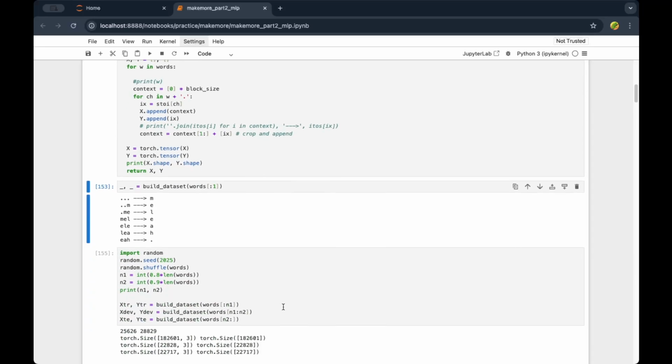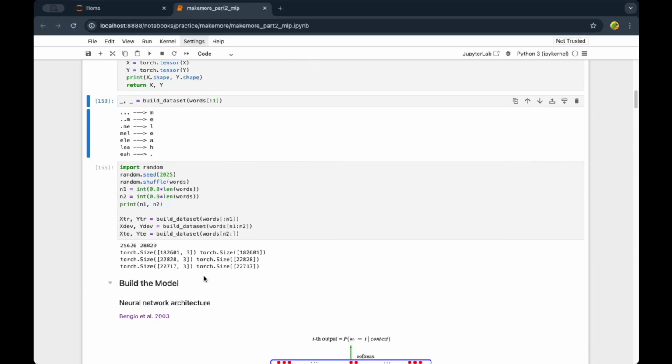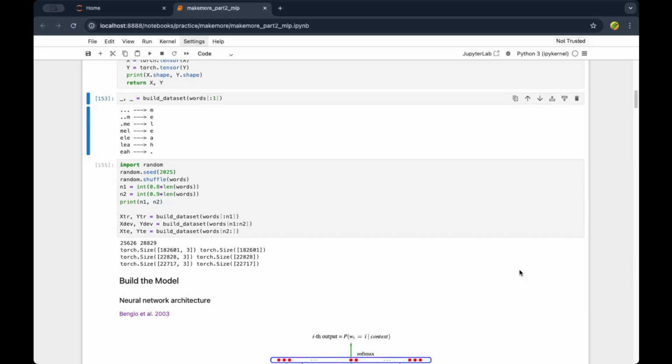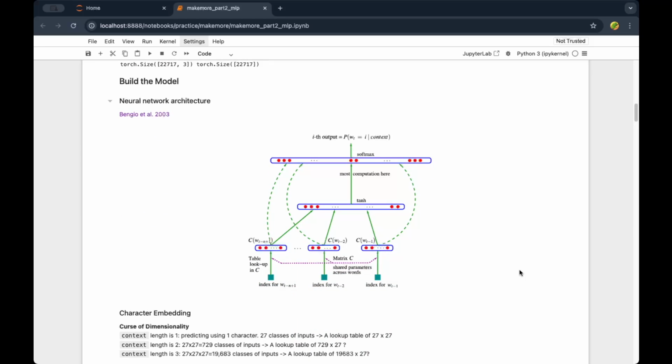We then split our data into 3 portions: training, validation, and testing. By doing so, we can ensure that our model isn't just memorizing the patterns in training data, but is capable of generalizing its learned patterns to new unseen data.